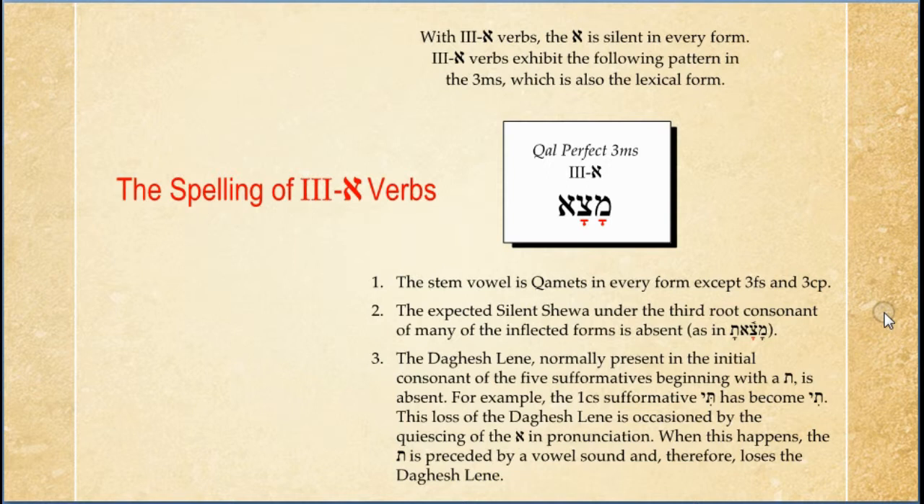So the expected silent shva under the third root consonant of many of the inflected forms is absent. It's not going to be there because once again you have that aleph in that position, so you can't have a vocal shva under aleph. And then the dagesh lene would also be present in the initial consonant. It will not be in this case.